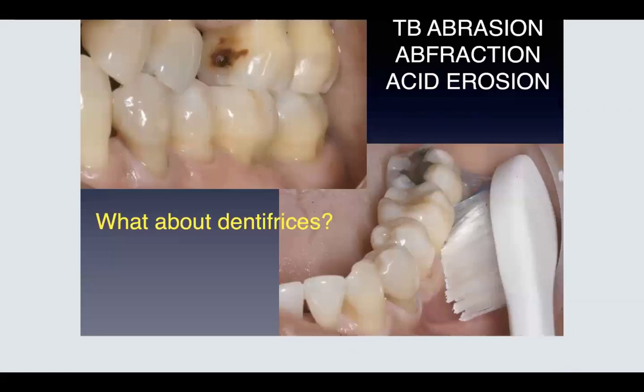But what about abfraction? And what causes these NCCLs, these cervical non-carious lesions? When I went to school, Grippo said, hey, in your parafunctional habits, especially in your excursions, you're putting a torque on the tooth. There's a little bit of flexing that occurs at the neck of the tooth, and we kick out these little enamel asperities, and that's why you have these little grooves. Abrahamson did some studies, and he said, hey, I can duplicate that in the lab. It's not so much the type of toothbrush, but it is the type of dentifrice that we're using.